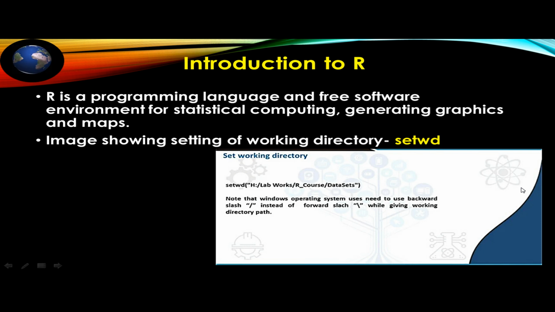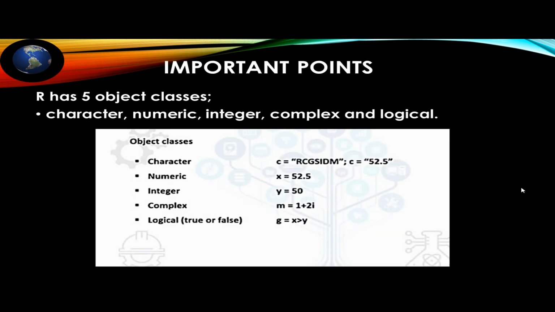So the image shows setting the working directory: setwd is the code for bringing your directory. But you have to change the backward slash to the forward slash when you set your directory. The other thing is R has five object classes: character, numeric, integer, complex, logical. This has all been taken from the slides of the sir, so I am just clearing the doubts. If you have any question regarding these problems, you can ask in between.